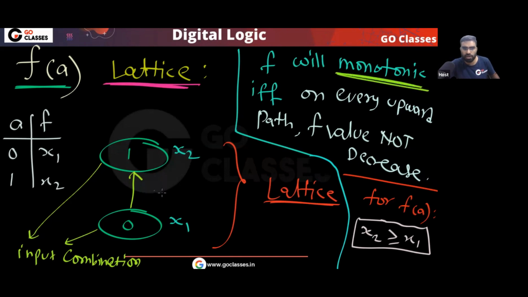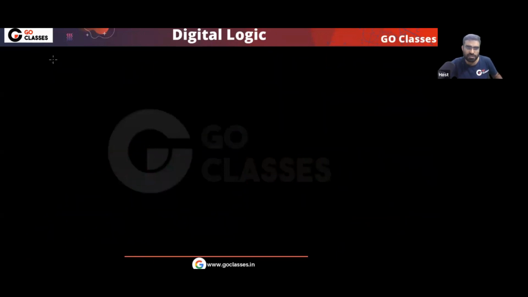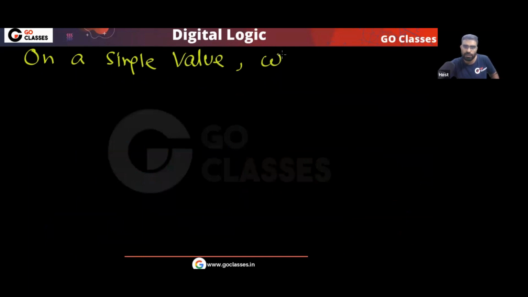So f will be monotonic if on every upward path the function value is not decreasing. This is how you can do it. So tell me, on a single variable, which functions are monotonic, and which functions are not monotonic?